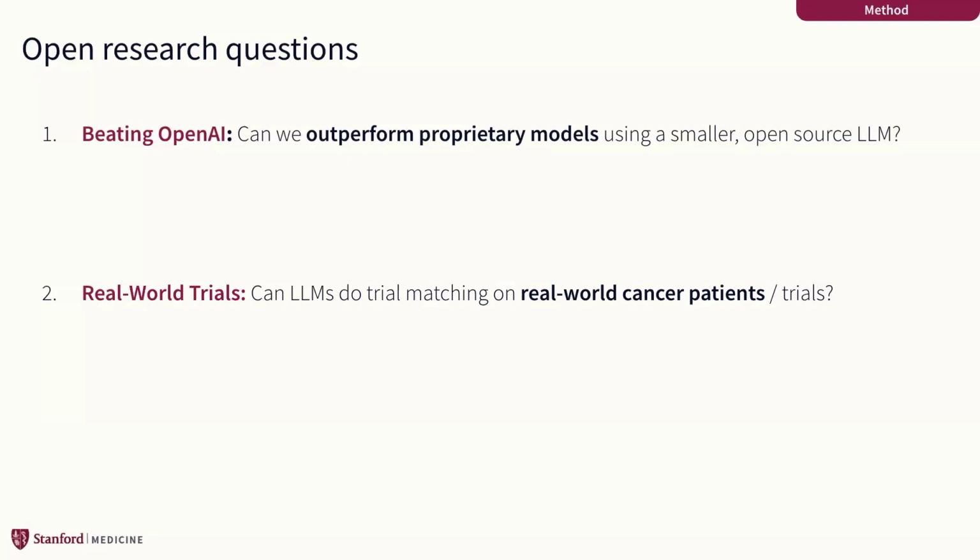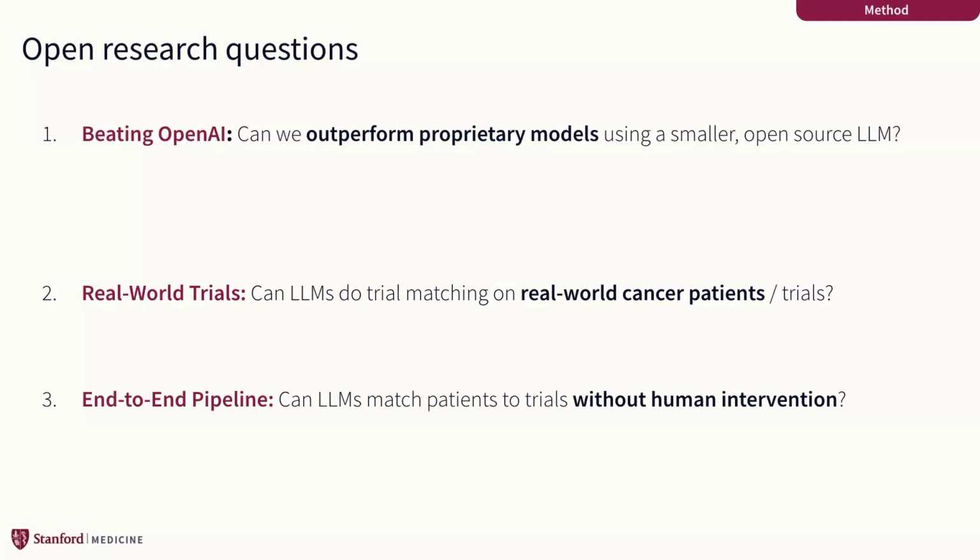It was an academic benchmark. They're actually going to look at a real-world cancer center and try to do matching on actual trials and patients. And then third, can we do this in an end-to-end fashion? Can you actually do the full loop of matching patients to trials without human intervention? So those are the guiding research questions of PRISM, in contrast to the paper I just discussed.